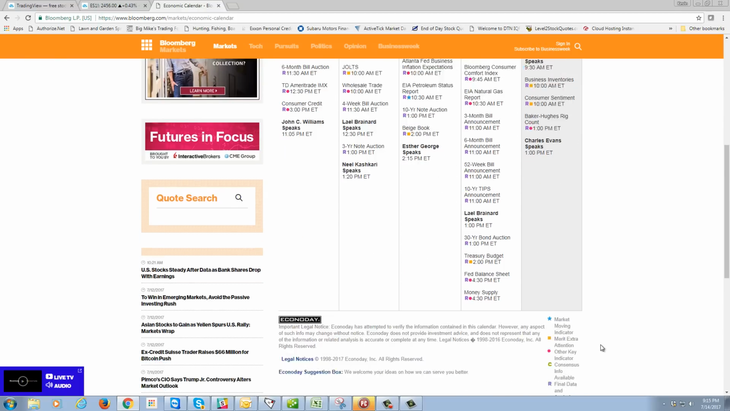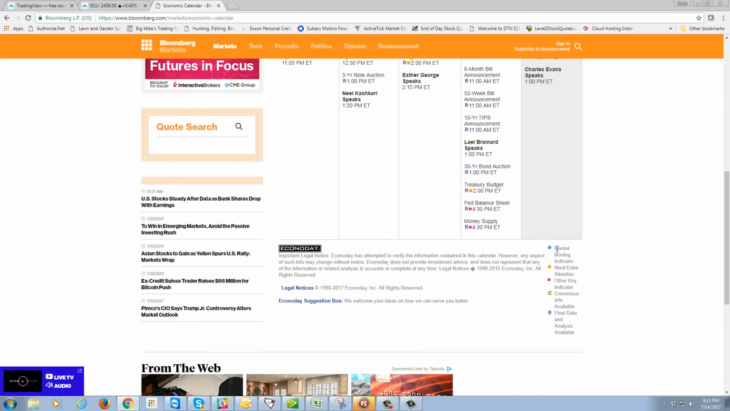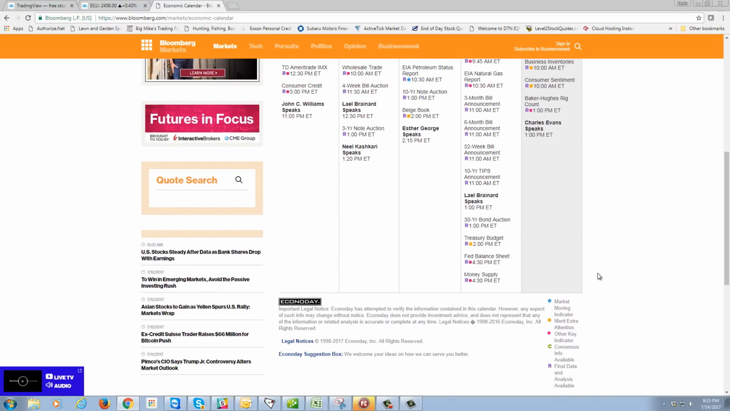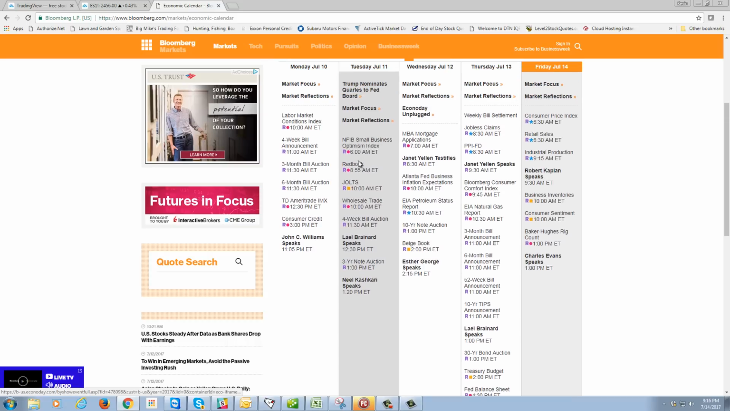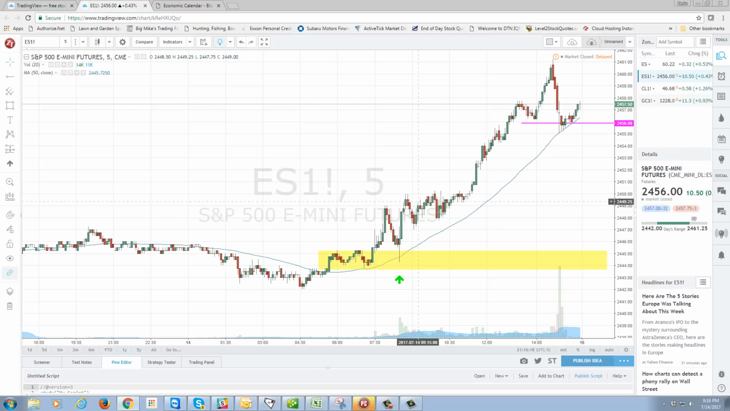Now they do have these indicators down here that show you market moving indicator, merit extra attention. So these with the little square orange marks, they have a potential of moving the market. And this one right here, I think actually might have. There was a big move one day this week on that, but for sure, where you have these blue stars, you don't want to be in a trade before that comes out. But here's how the trade works.